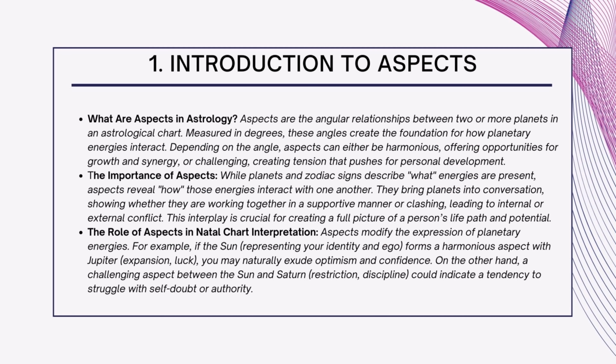1. Introduction to aspects. What are aspects in astrology? Aspects are the angular relationships between two or more planets in an astrological chart. Measured in degrees, these angles create the foundation for how planetary energies interact. Depending on the angle, aspects can either be harmonious, offering opportunities for growth and synergy, or challenging, creating tension that pushes for personal development.